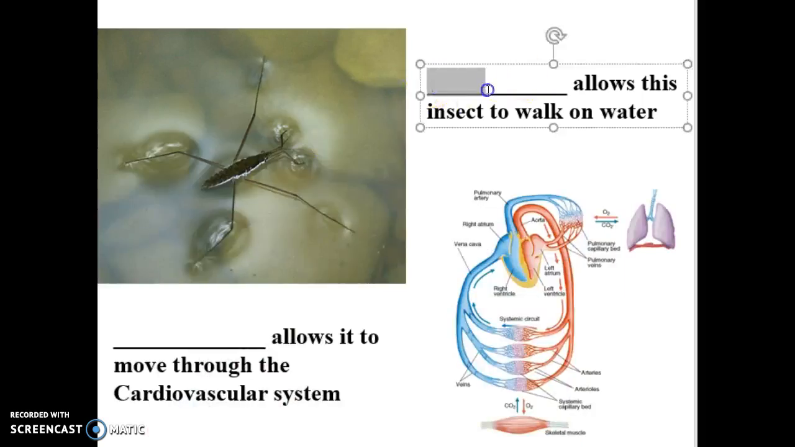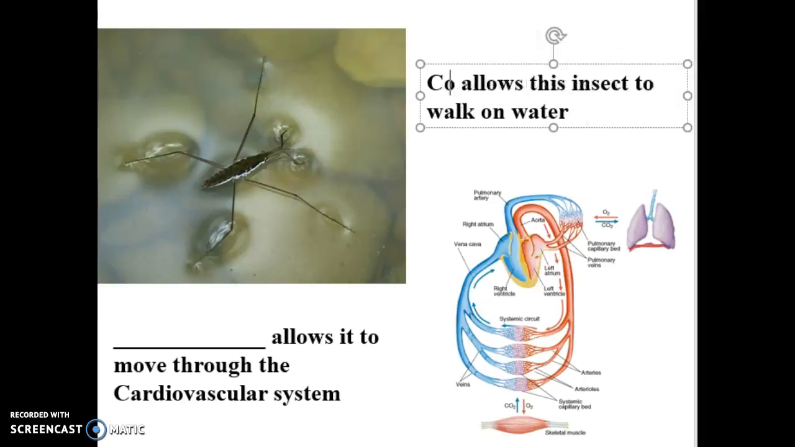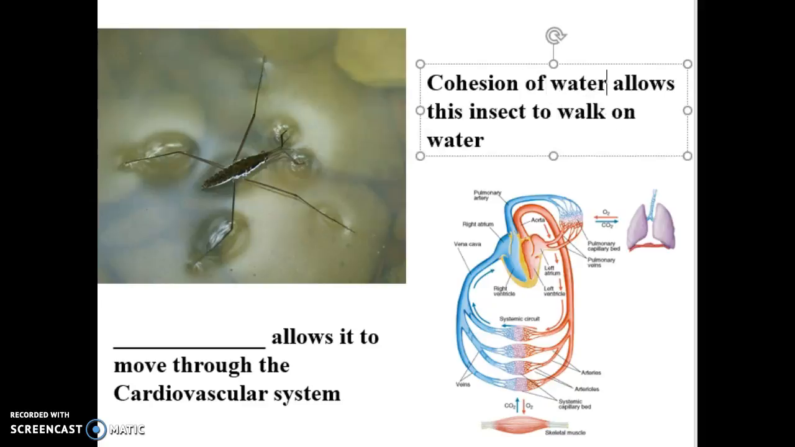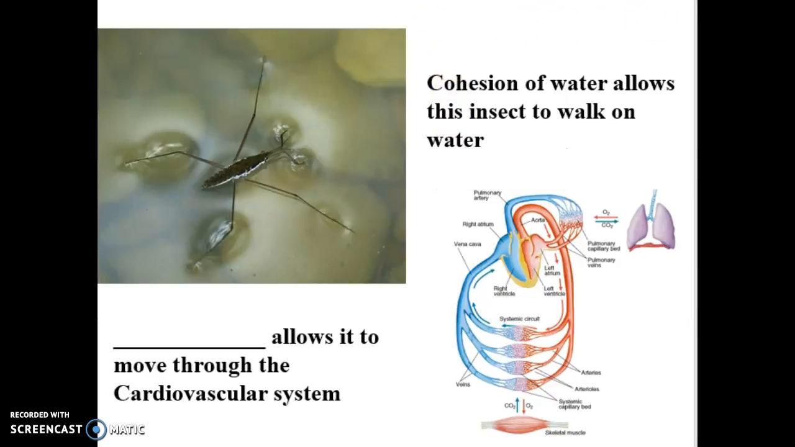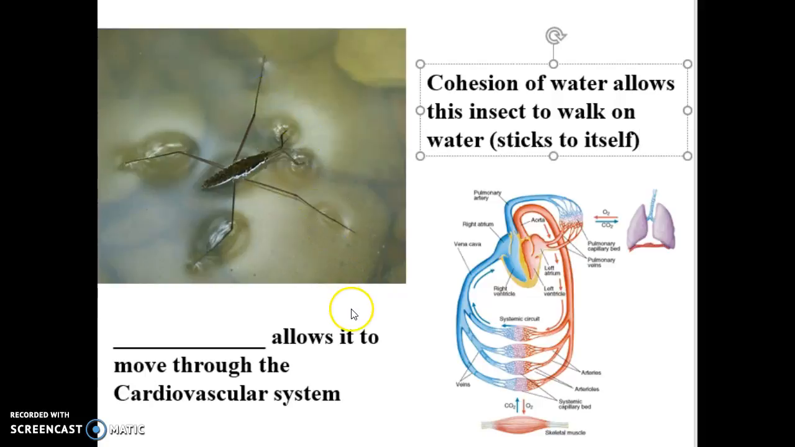Other properties. Water has cohesion. The cohesion of water allows this insect to walk on top of it. So the cohesion of water means water sticks to itself. It sticks together. It's sticky. And that creates surface tension. That's what we're seeing here. This little water strider, this insect, is standing on top of water and walking on the water because the cohesion of water allows it to create a surface.